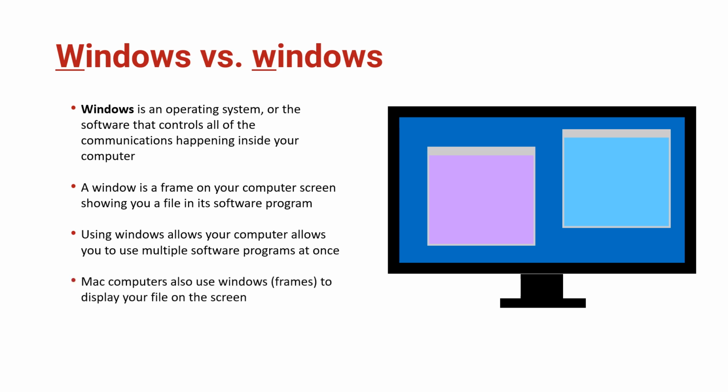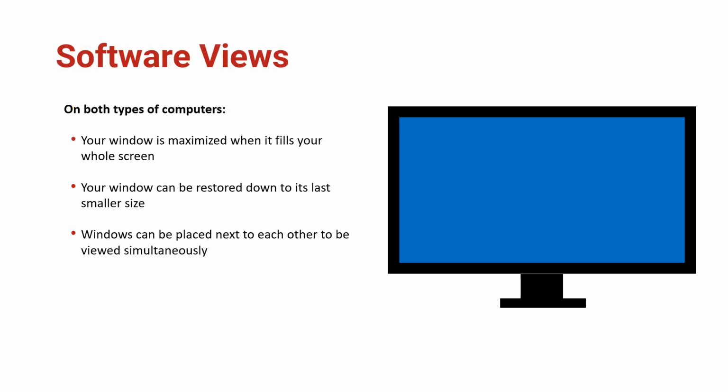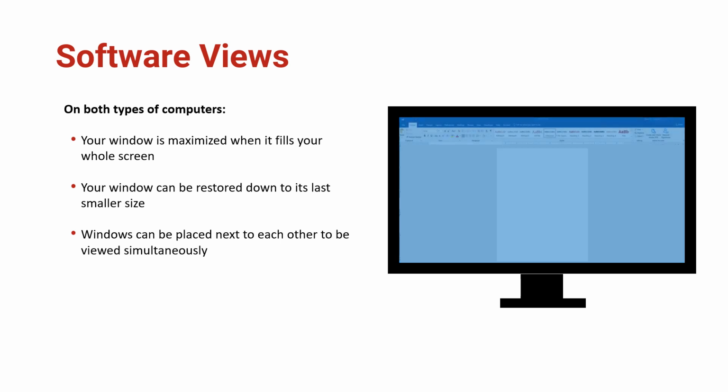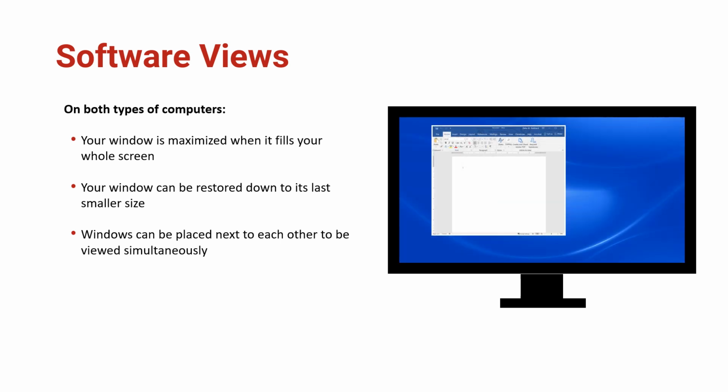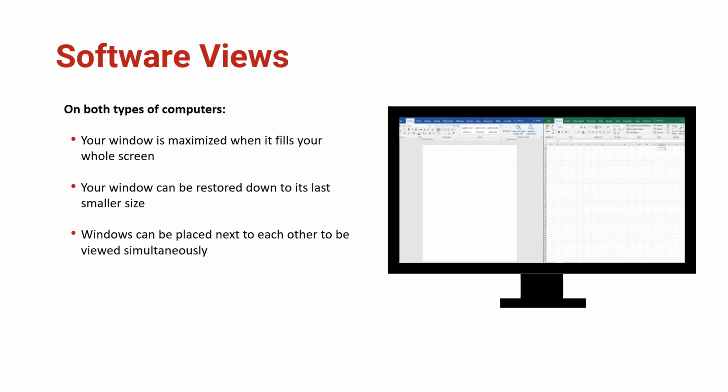Mac computers also use these frames, or small w windows. On both types of computers, your window is considered to be maximized when it fills your entire screen. Your window can also be restored down to its last smaller size, and windows can also be placed next to each other for simultaneous viewing.